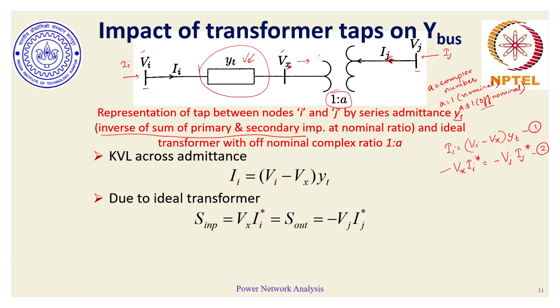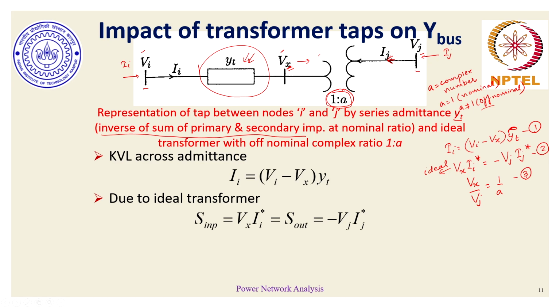The transformer is an ideal transformer. The lossy component has been considered through this admittance. And the last equation is, if I have a tap 1:A between voltages Vx and Vj, then by voltage transformation ratio, Vx by Vj is equal to 1 by A. I have equation number 3 here.